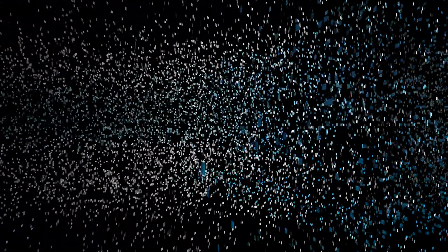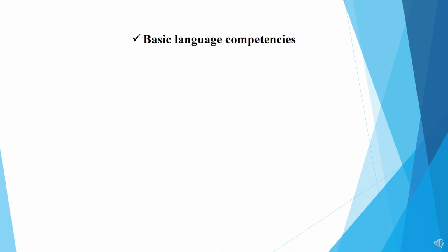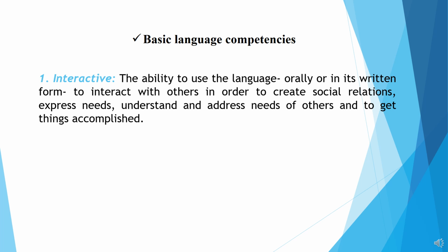The goals of the curriculum are stated in the form of competencies. You have the basic language competencies. The first one is the interactive competence. It is the ability to use the language either orally or in its written form to interact with others in order to create social relations, express needs, understand and address needs of others, and to get things accomplished.